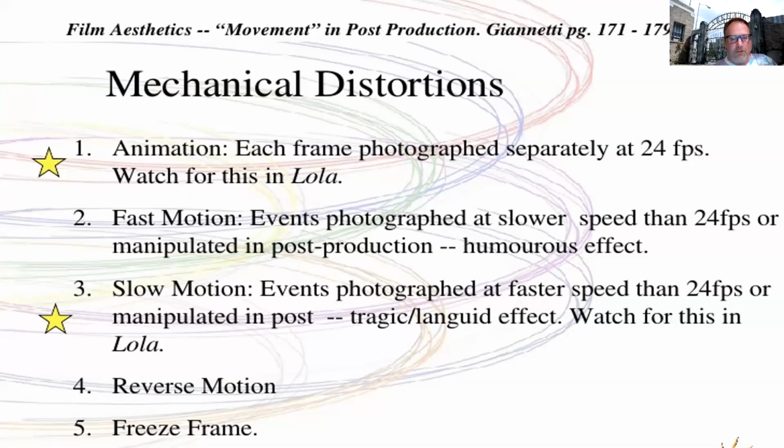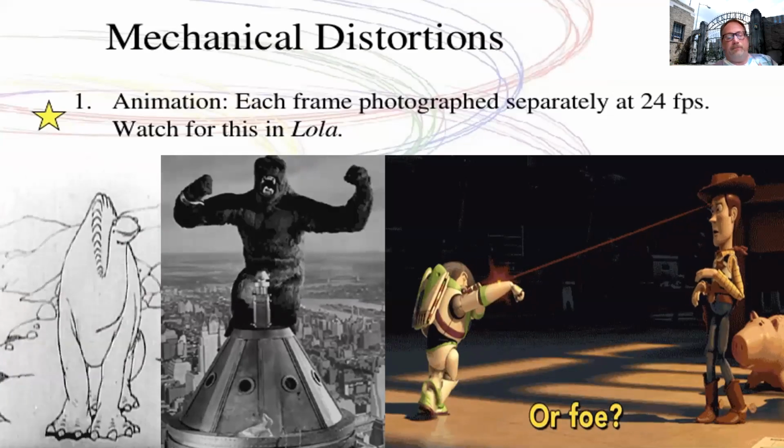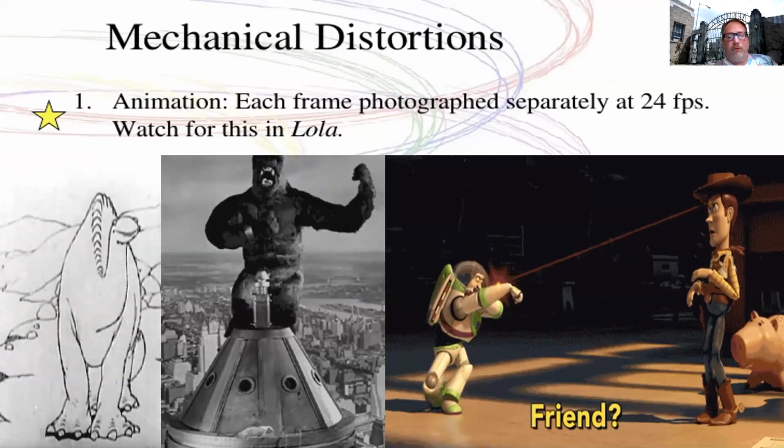We have the idea of slow motion, events photographed at faster speeds than 24 frames per second. So when you play them at 24 frames per second, it's manipulated. And what's beautiful about this, as we already saw in Saving Private Ryan, you get this tragic languid effect that actually slows the motion down, etherealizes it so you can see everything. We also saw this in Matrix last week. We're going to have the idea of reverse motion, and we're going to have freeze frame. Reverse motion, we don't see all that often because we generally see the impacts, not where the impacts have come from.